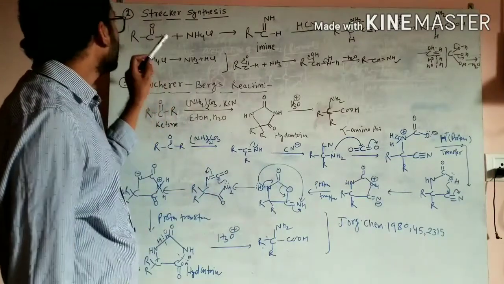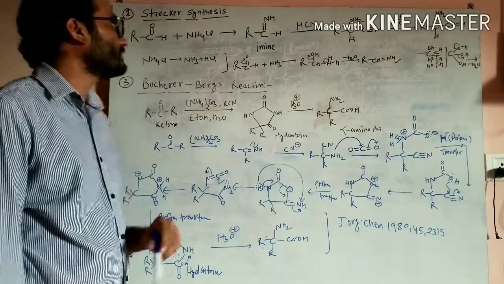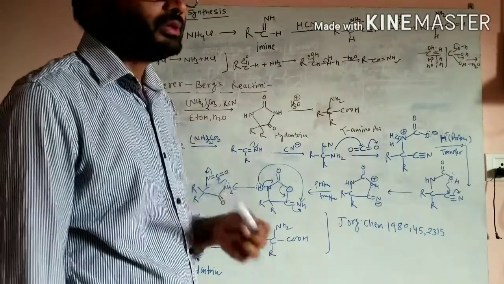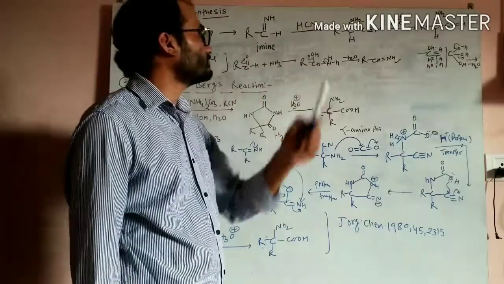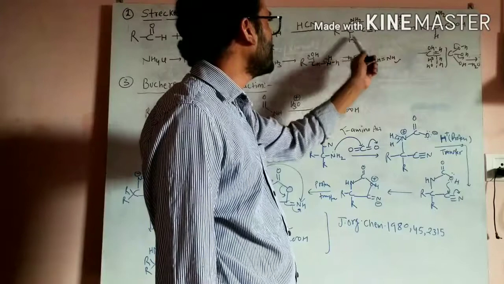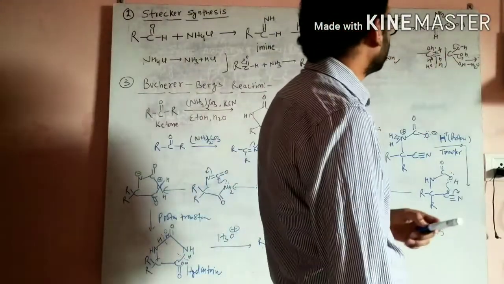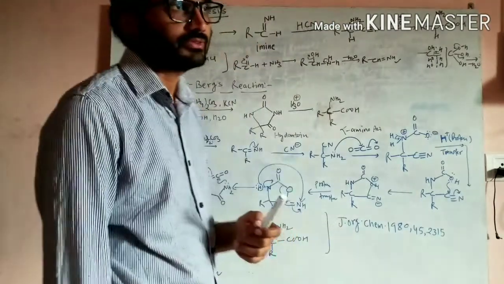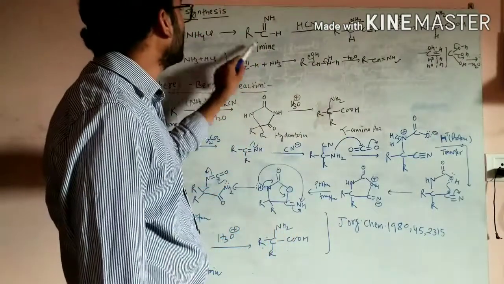In it, we take an aldehyde molecule, and this aldehyde is reacted with ammonium chloride, forming an imine intermediate. When this imine is reacted with hydrogen cyanide, it gives a cyanide, a nitrile, and this nitrile is hydrolyzed to give this carboxylic acid. This is an alpha amino acid. Now, how is this imine formed?